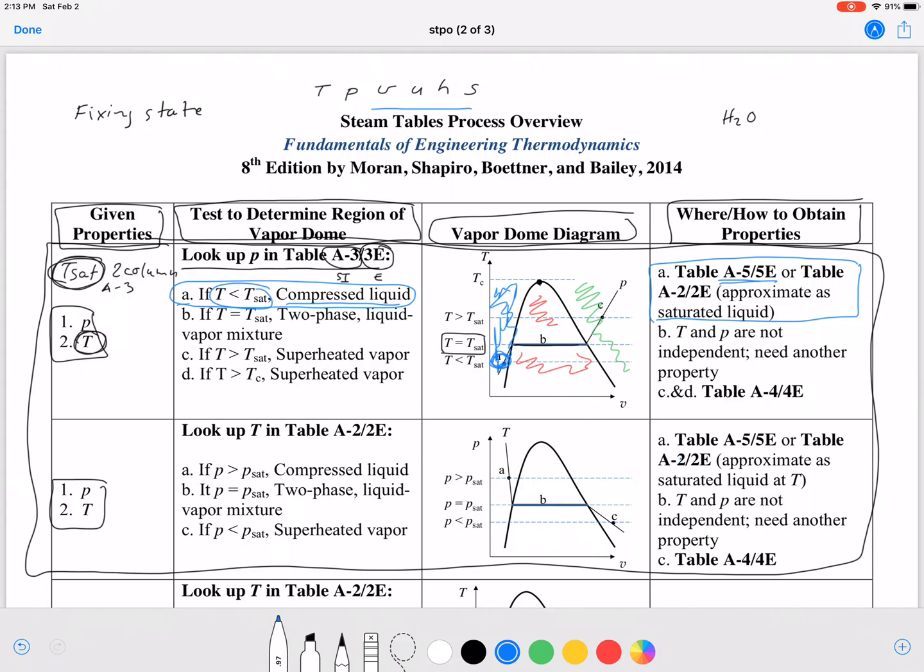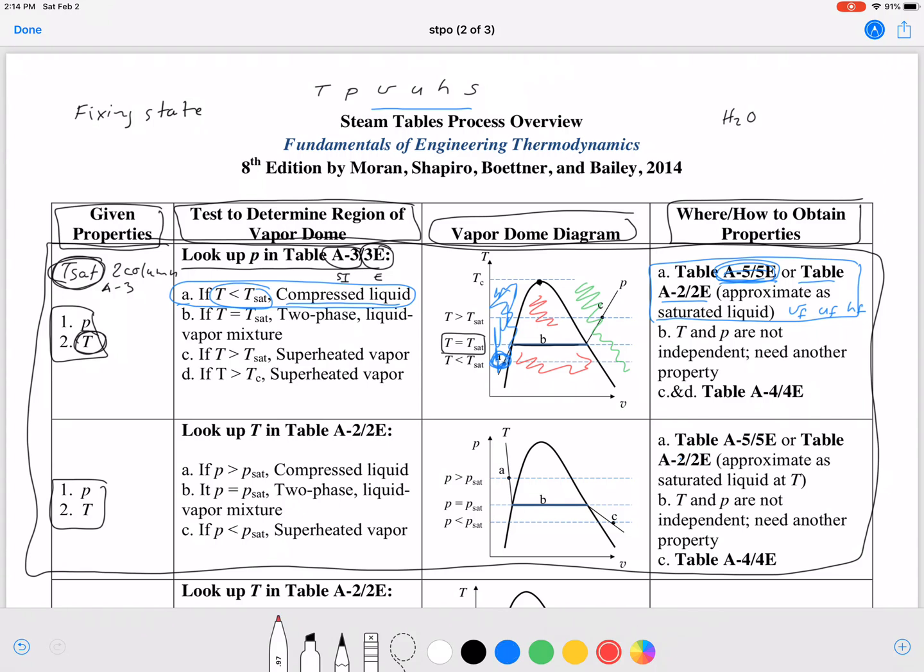If my values are not on table A5 or A5E, if you can't find them there, then you can approximate them using table A2 or A2E, and you approximate as a saturated liquid. Again, that's the values that have the F, saturated liquid. So you look down the columns VF, UF, HF, and so on, and find those values on table A2. And again, that's only if your values do not appear on table A5.